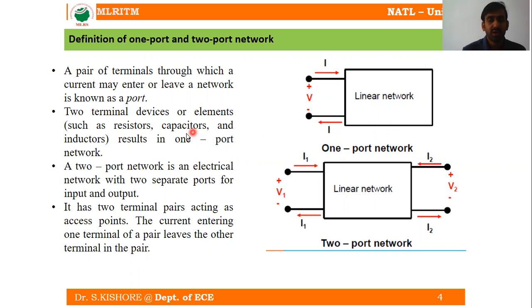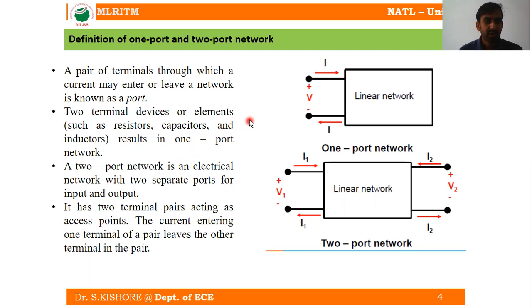So till now we have discussed many two-terminal devices or elements such as resistors, capacitors, and inductors. These are all one-port networks because each element has two terminals. One represents the highest potential, and the other the lowest potential. So this is nothing but a two-terminal network or a single-port network.